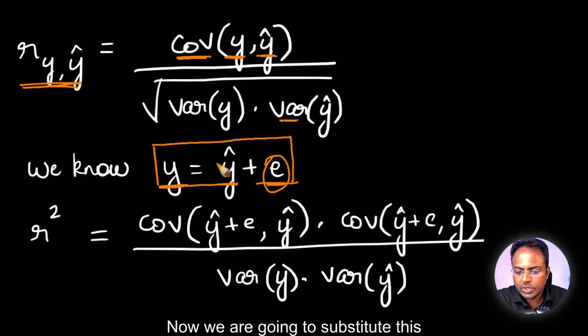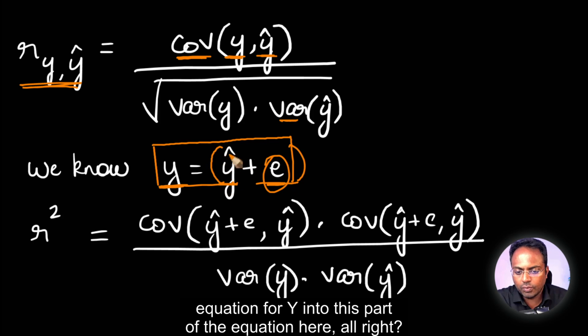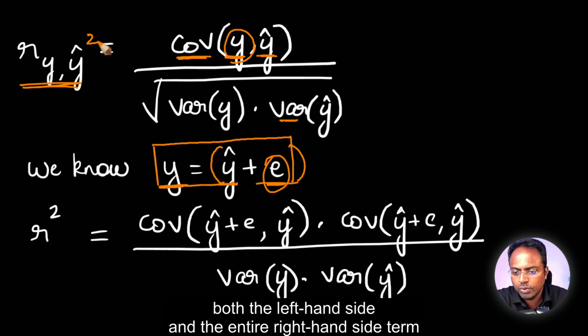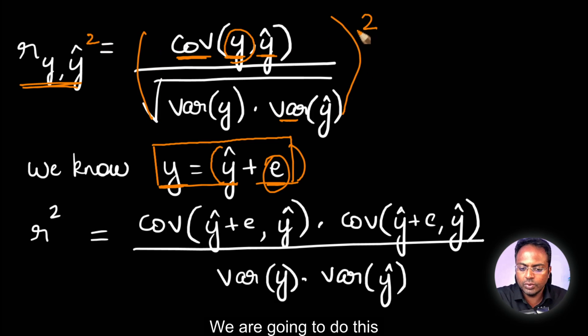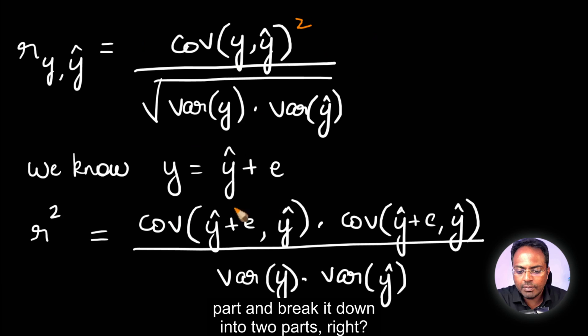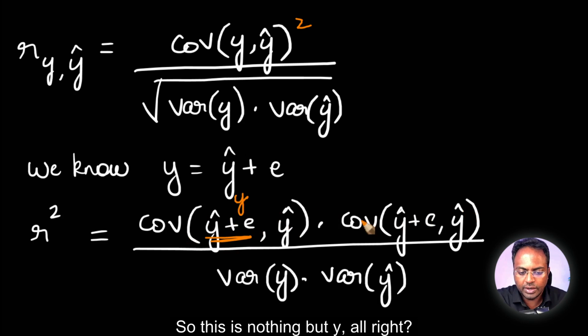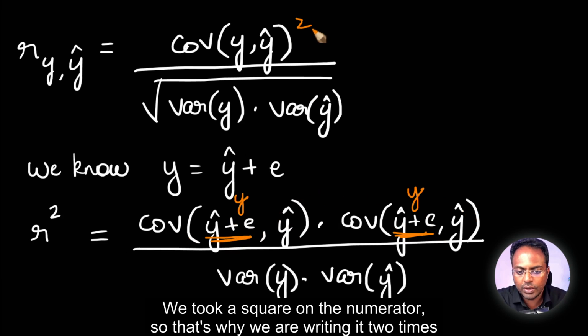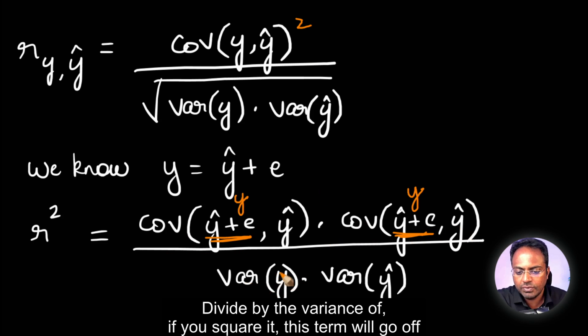Now we are going to substitute this equation for y into this part of the equation here. At the same time, we are going to square both the left hand side and the entire right hand side term. On doing that, we square the numerator part and break it down into two parts. This is nothing but y, and here also this is nothing but y. We took a square on the numerator, so that's why we are writing it 2 times. Divide by the variance of, if you square it, this term will go off.